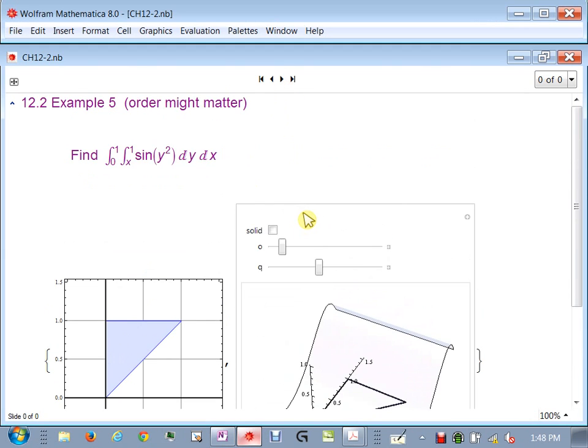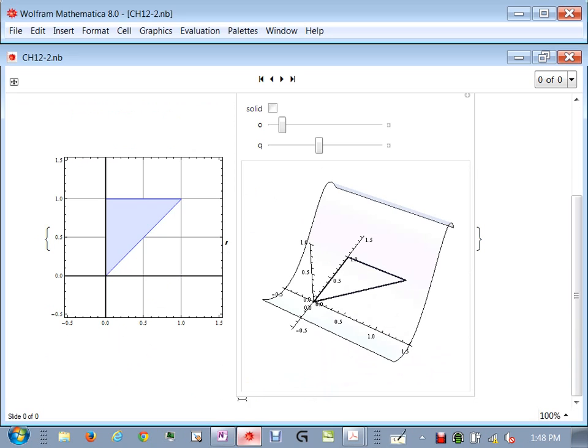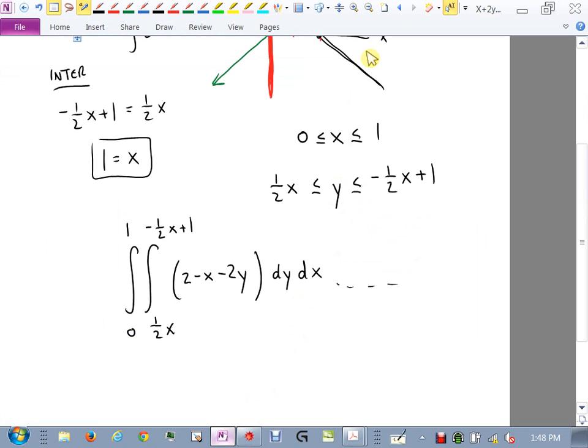Okay, order might matter. So take a look at that problem. Find the integral from 0 to 1, integral from x to 1, sine y squared dy dx. Now, I have it all drawn out here, but again, act like you did not have that, right? Just sit there and say, I gave you this problem. And I say, find this.